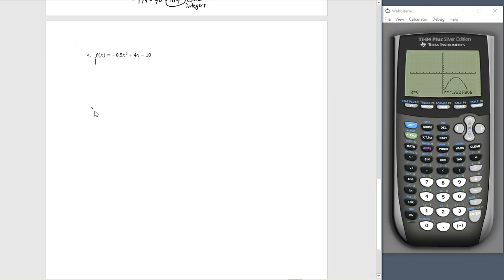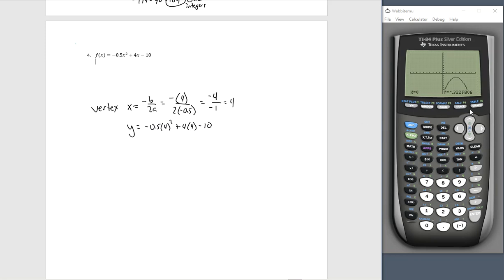All right, so for our vertex, we use x equals negative b over 2a. That's negative 4 over 2 times negative 0.5. 2 times a half is 1, but because that half is negative, that'll be a negative 1. We get a 4. Now the y value: put the 4 in for x.